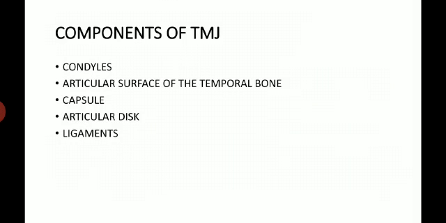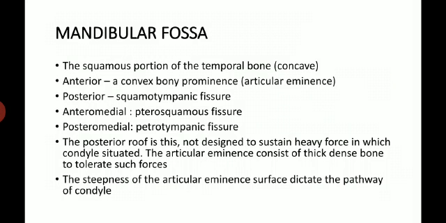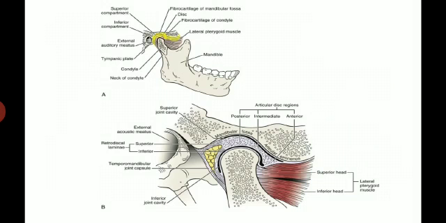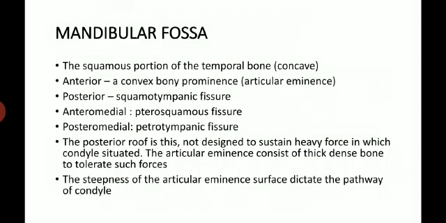Now the components of the TMJ: they are condyles, articular surface of the temporal bone, capsule, articular disc and ligament. The articular portion of the temporal bone is composed of three portions. The largest is the articular or mandibular fossa, second is the articular eminence and third is the preglenoid plane. Now the mandibular fossa. The squamous portion of the temporal bone is concave. Anterior is a convex bony prominence or articular eminence. Posterior is the squamotympanic fissure, anteromedially the petrosquamous fissure and posteromedially the petrotympanic fissure.